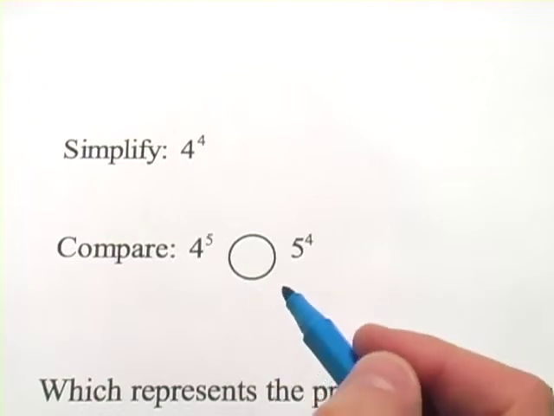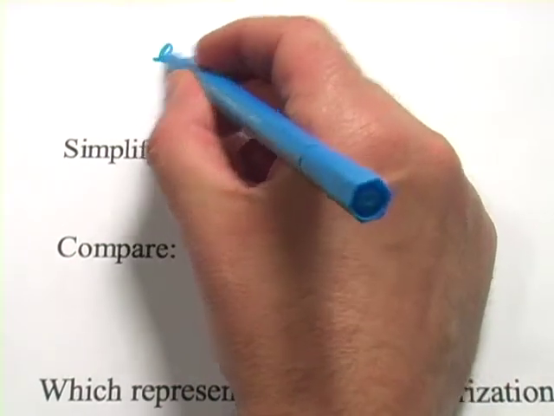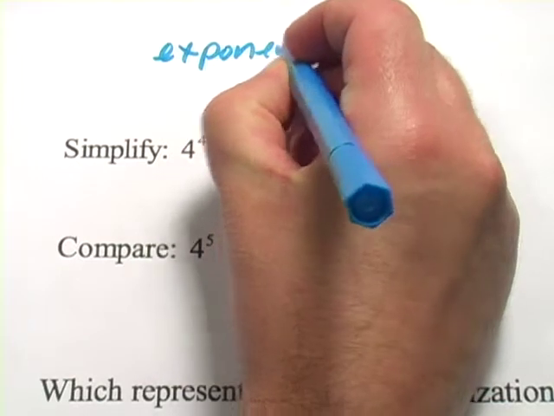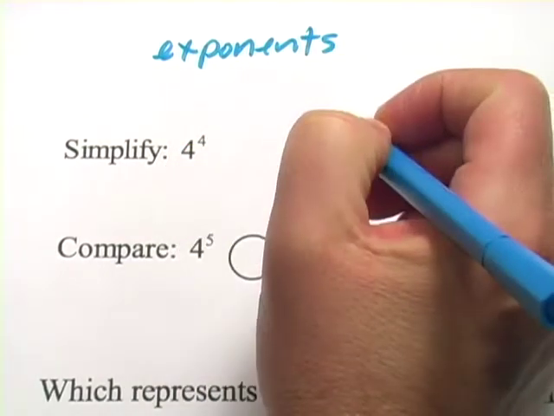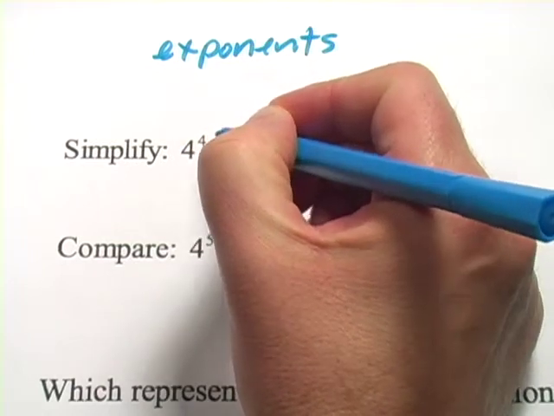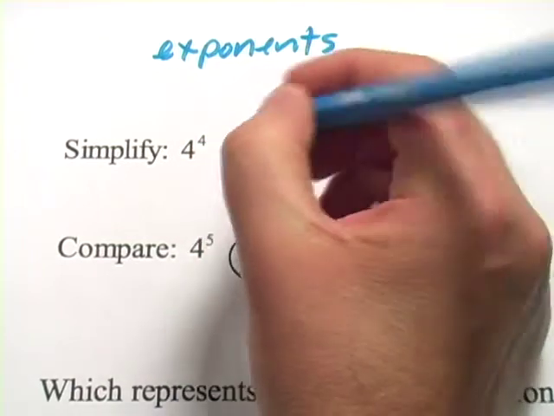Here we're working on problems that have to do with exponents. And exponents, I'm sure you've seen them before, are those little numbers above a little bit and to the right of another number. And that other number is called the base.